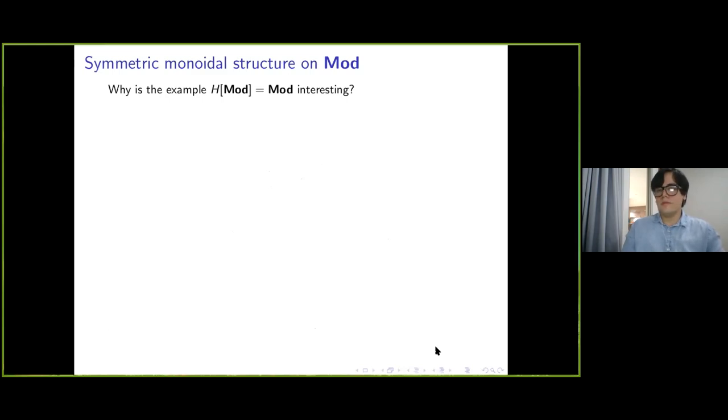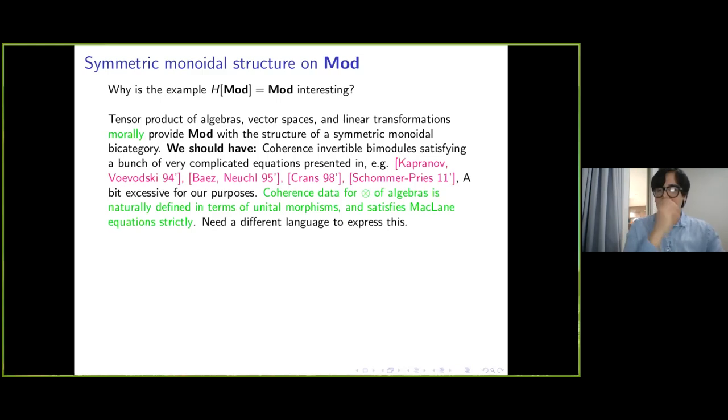Well, that's fine and all, but why do we care about this? We care about this because of the following. In this bicategory Mod, we have objects, horizontal morphisms, and two-cells. We know how to take tensor products of algebras, tensor products of bimodules, and tensor products of bimodule morphisms. These three tensor products are symmetric, obviously. So this should make this bicategory Mod into a symmetric monoidal bicategory.